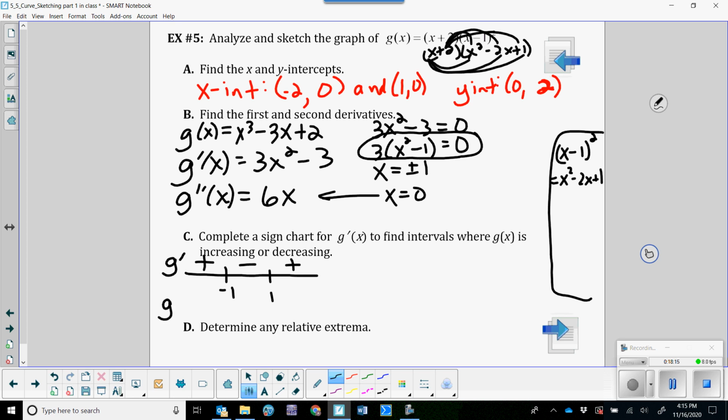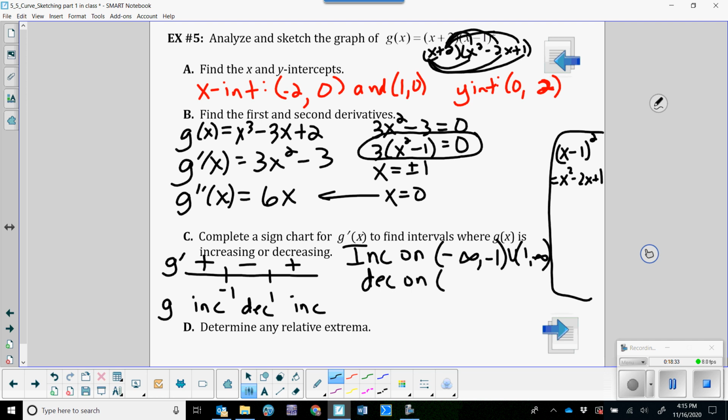And then it says to find the intervals where it's increasing, decreasing. So this is g, this is increasing, decreasing, increasing. So we would say increasing on minus infinity to negative 1, union 1 to infinity, and decreasing on negative 1 to 1. And our reason would be it's increasing there.